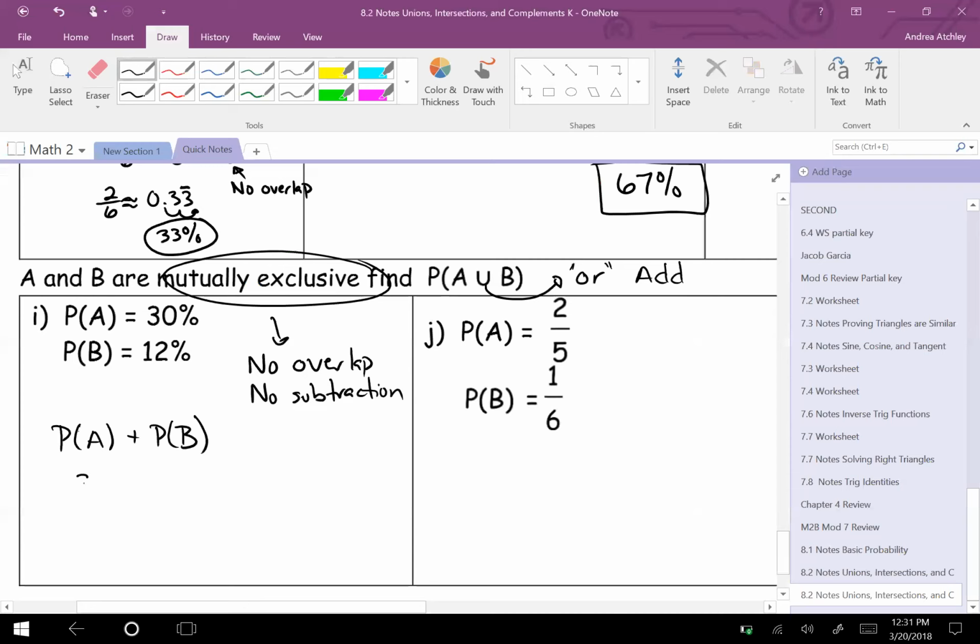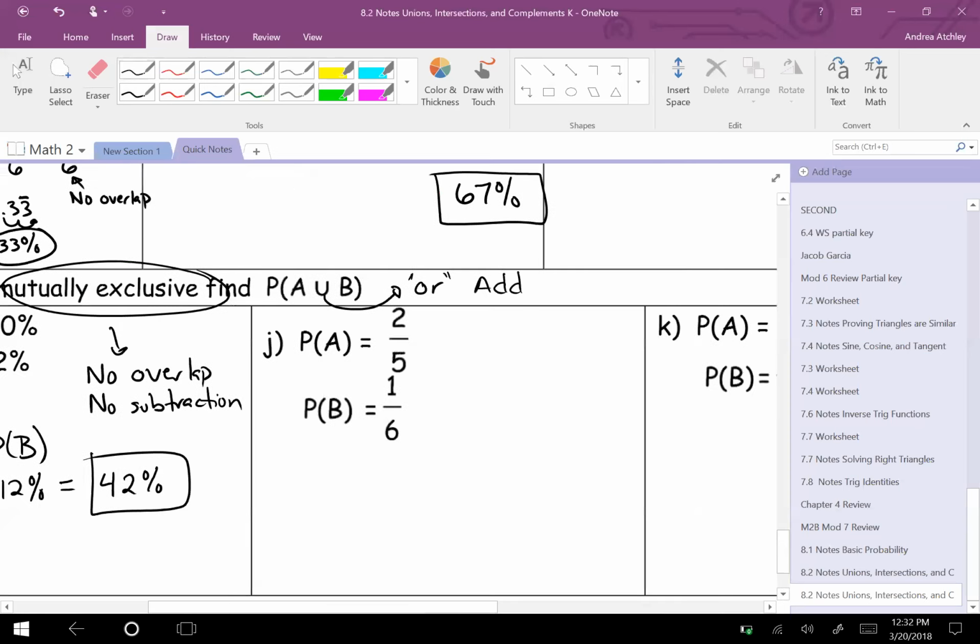So I'm going to have 30% plus 12% equals 42%. Pretty easy, right? All it's really testing you here is, do you know what that notation means? Do you know the probability of A or B means to add?